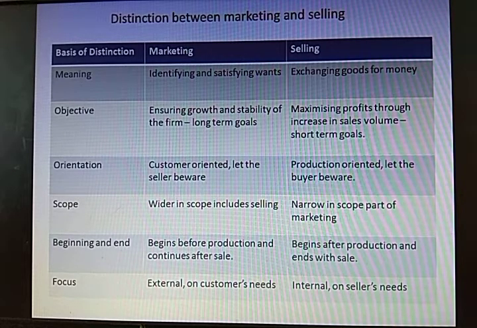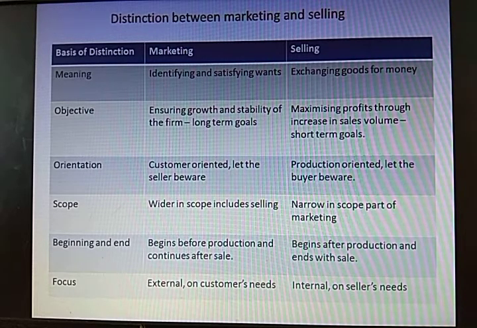In marketing, the objective is ensuring the growth and stability of the firm. So it is a kind of long-term goal. Whereas in selling, the main objective is maximizing the profits through the increase in sales volume, which is a kind of short-term goal.